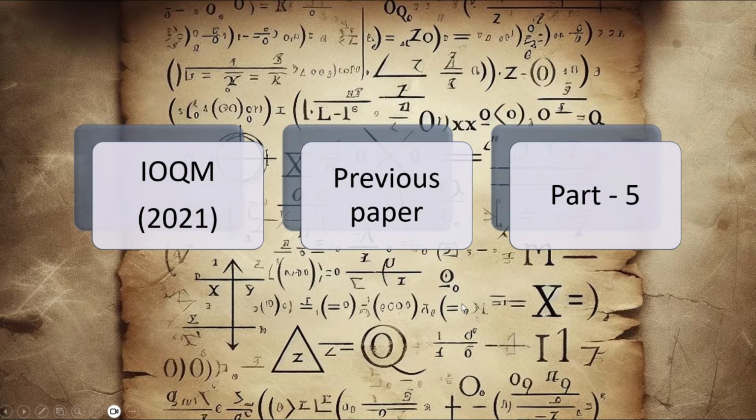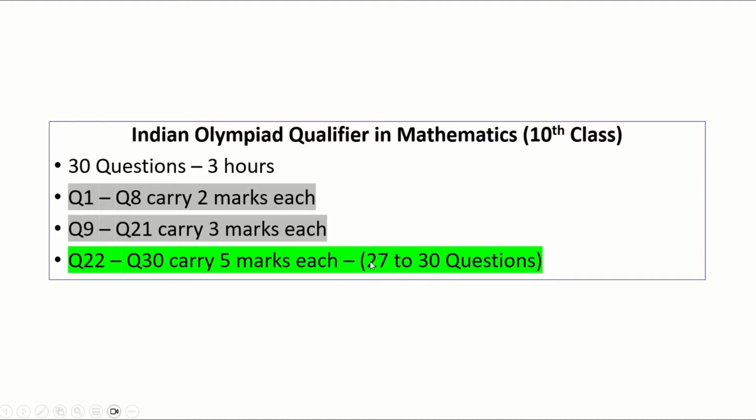Welcome to IOQM 2021 paper. This is the last part of the paper. So we'll cover 27 to 34 questions in this. These are all 5 marks questions.